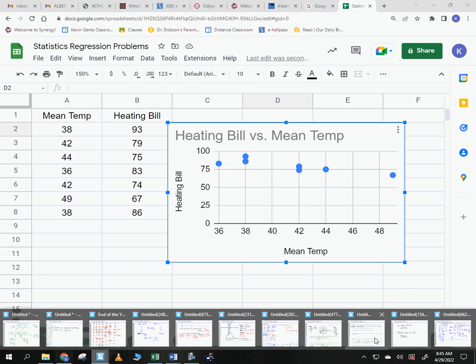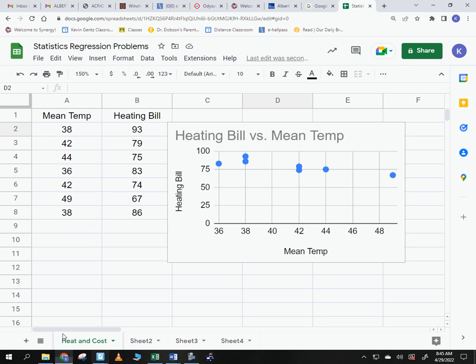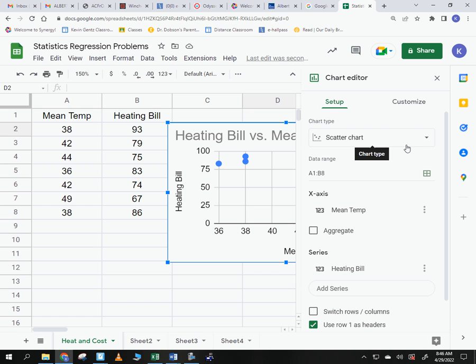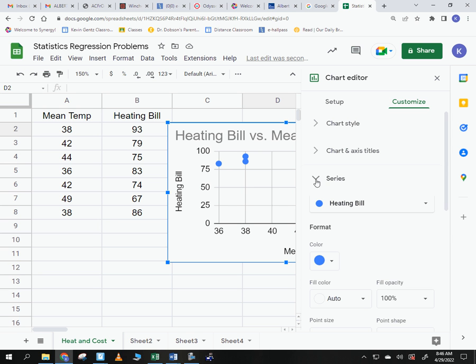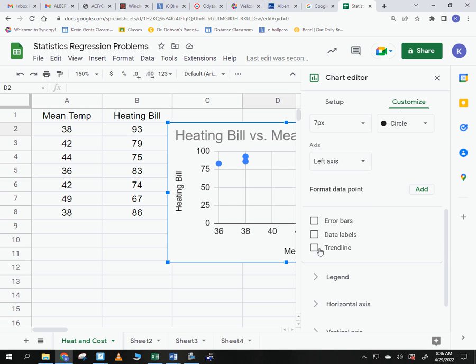Let's go to our next problem here and see what they now ask us. It says find the correlation coefficient and the equation of the best fit line to your scatter plot. I'm going to show you how to do these two things. This is extremely important. This is what you're going to have to be able to do on a test. I go into my chart and I go into Edit Chart. I go to Customize. And I'm going to click on Series. And notice that I can insert a trend line.